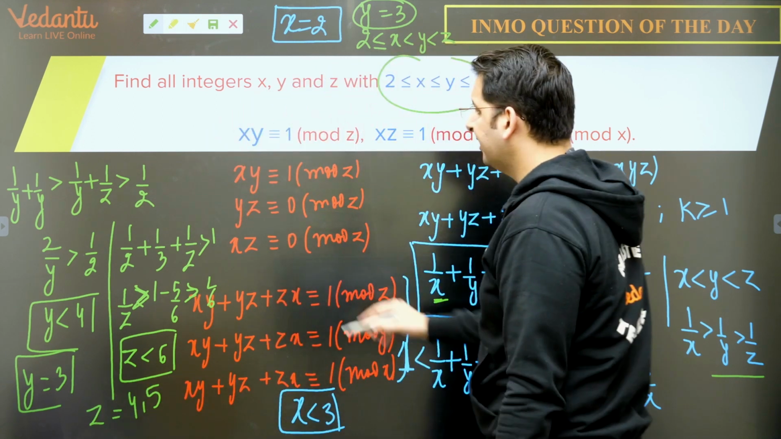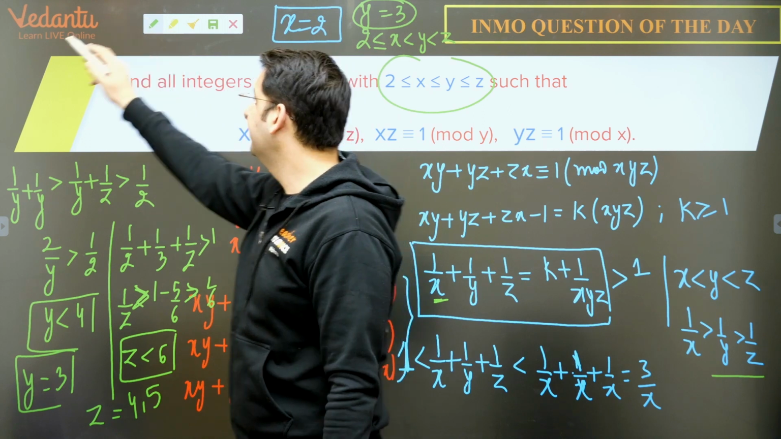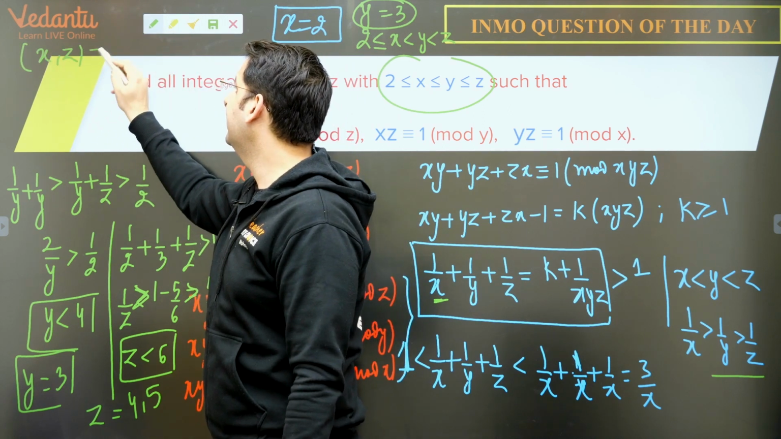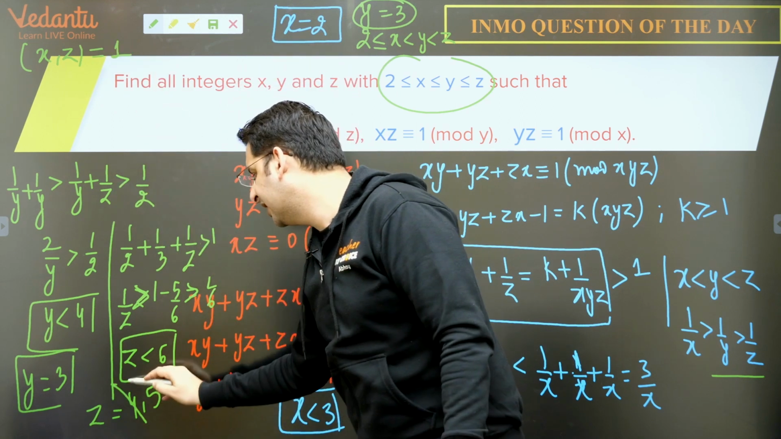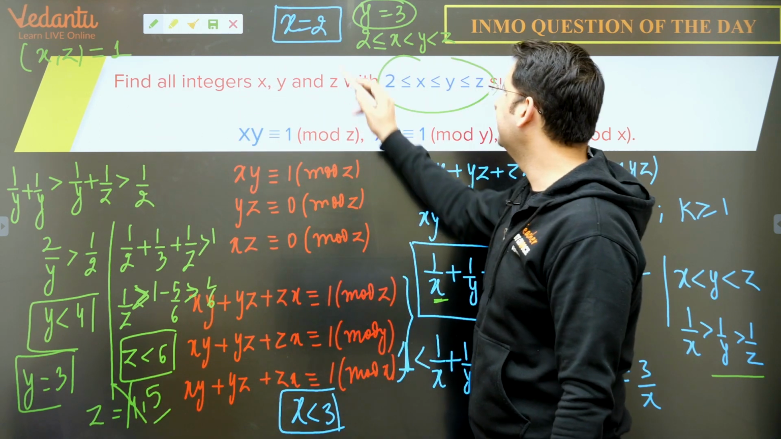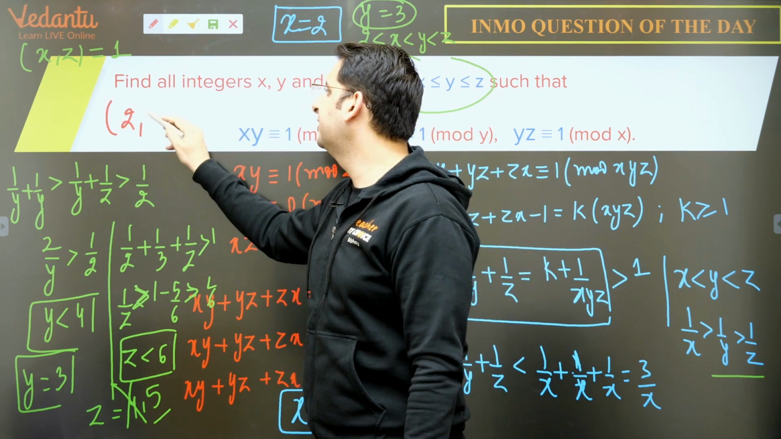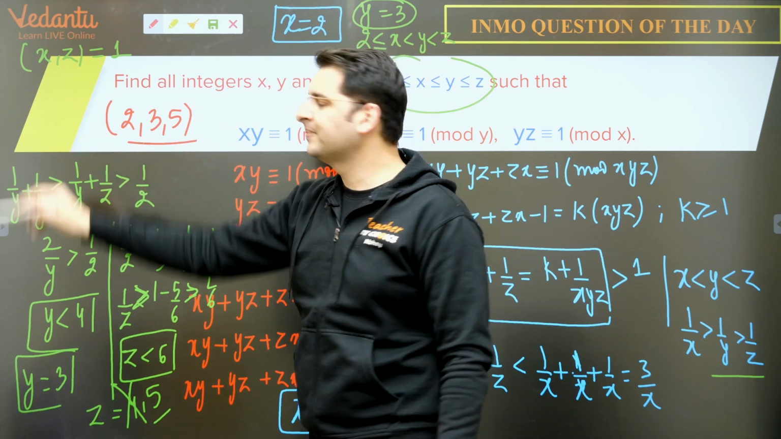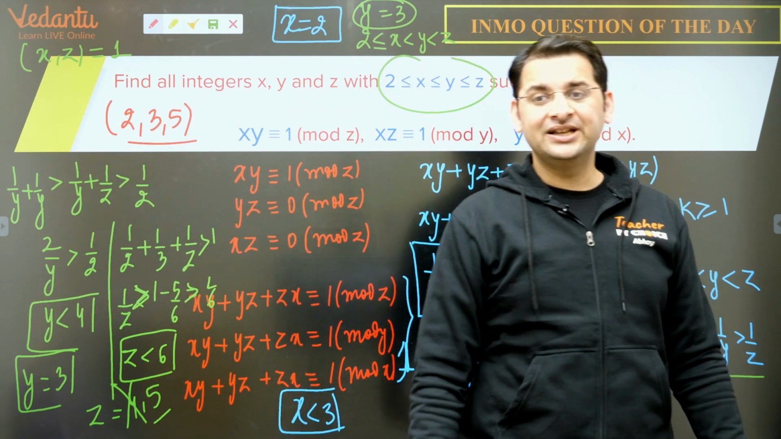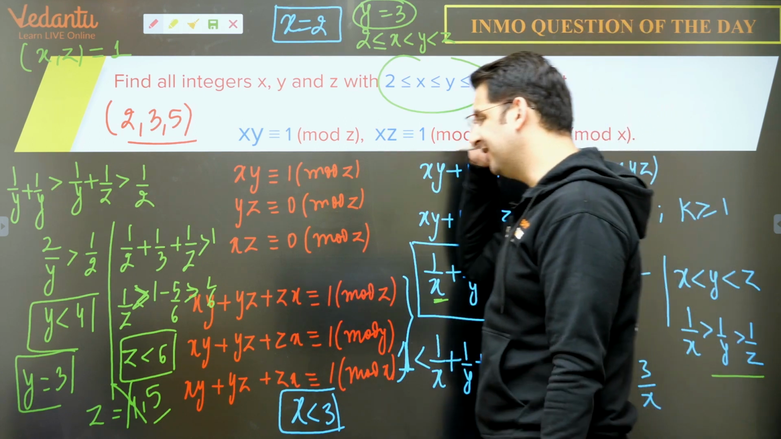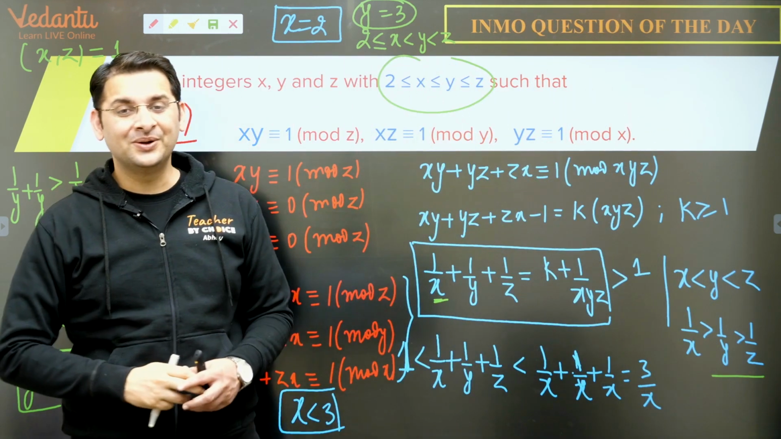So that means z can be 4 or 5. But it is given that GCD of x and z is 1. So that means z cannot be 4, z has to be 5. So the only solution to this question is 2, 3 and 5, and that is it. So 2, 3, 5 is the only solution to this particular question. I hope you all got this.